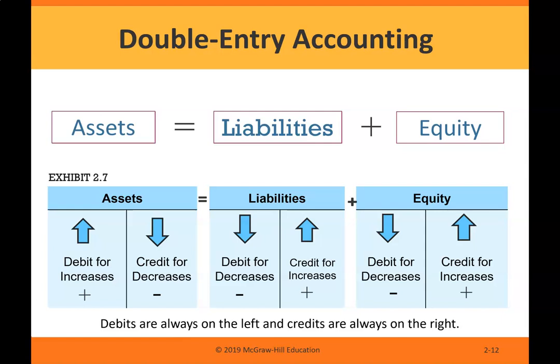Assets. When you increase an asset, it's called a debit. When you want to decrease the balance of an asset, it's called a credit. Liabilities. When you want to increase a liability balance, you credit it. When you want to decrease a liability account, you debit it. Equity. When you want to increase the balance of equity, you credit it. When you want to decrease the balance in equity, you debit it. Debits are always on the left and credits are always on the right.